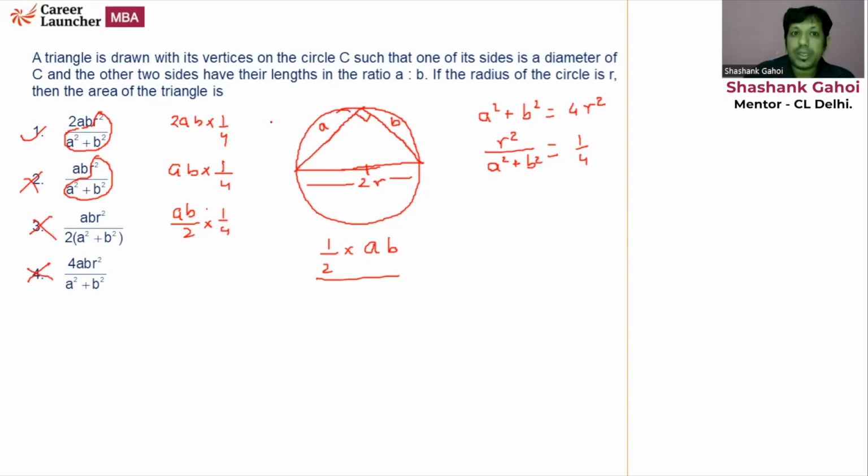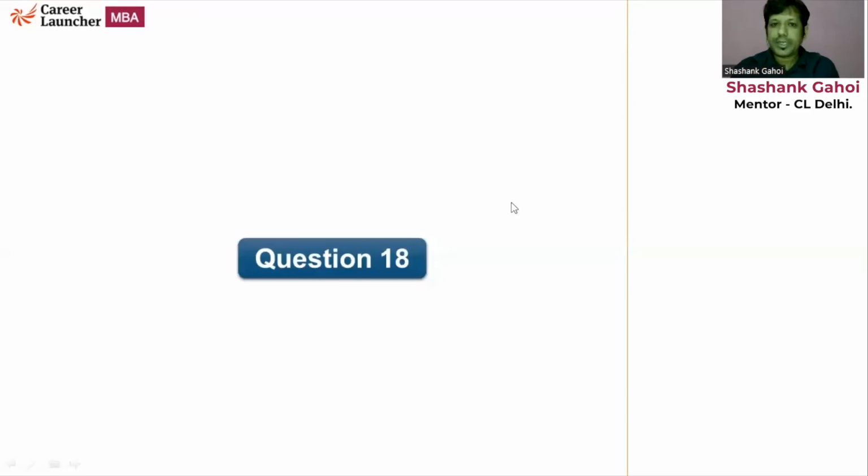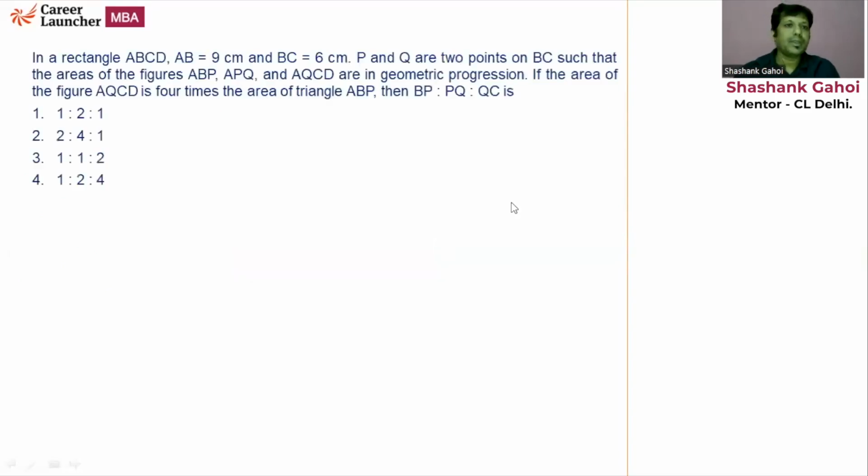In this question, if you are able to draw the figure and figure out this angle is 90 degrees, this question is extremely easy. Pretty much doable in the exam. Let's start question number 18. What does it say? In a rectangle ABCD, AB is 9, BC is 6.